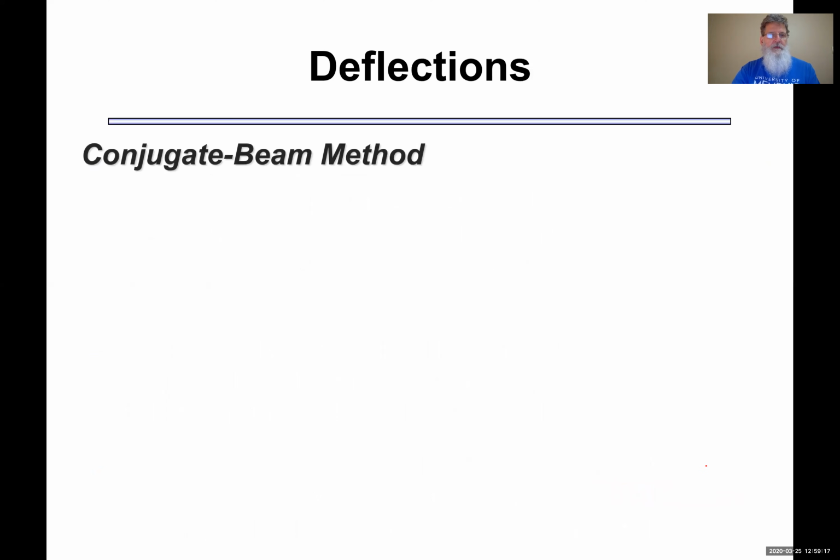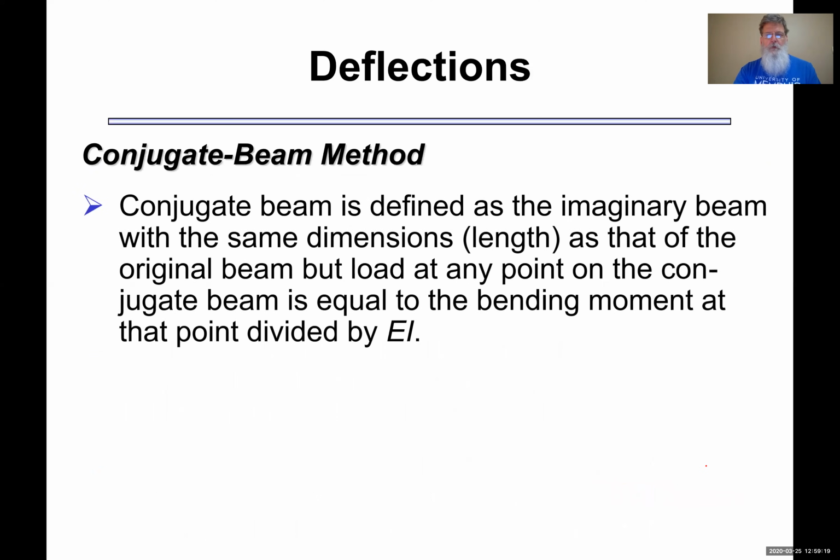Okay, so the conjugate beam method. The conjugate is like a different space. It's an imaginary beam that has the same dimensions as our real beam. But the loading on the original beam, whatever that was, is replaced with what we call the bending moment divided by EI, M over EI. And we'll talk about where that comes from in just a second.